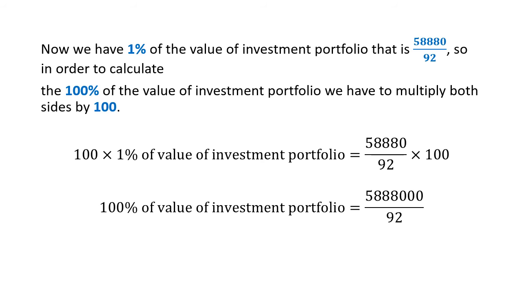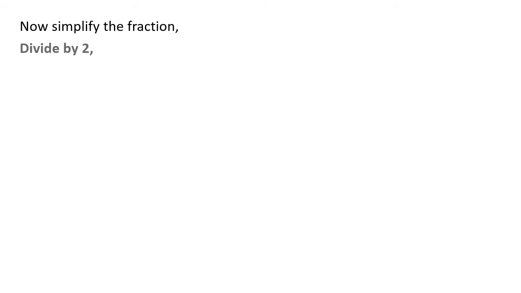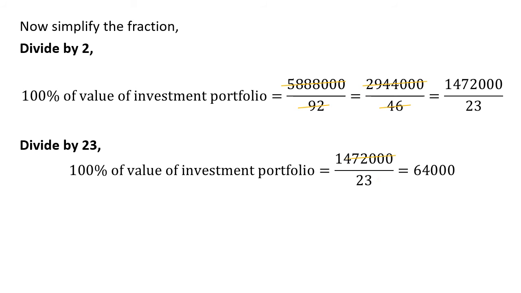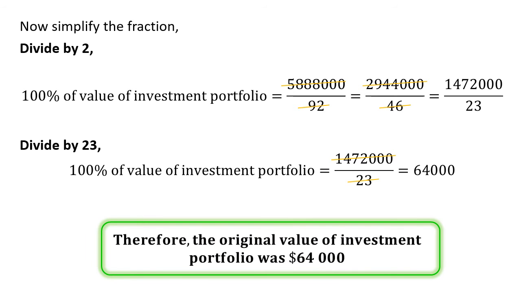After multiplying, we have 100% of the value of the investment portfolio, that is 5,888,000 upon 92. Now simplify the fraction. After simplification we have 64,000, therefore, the original value of the investment portfolio was $64,000.